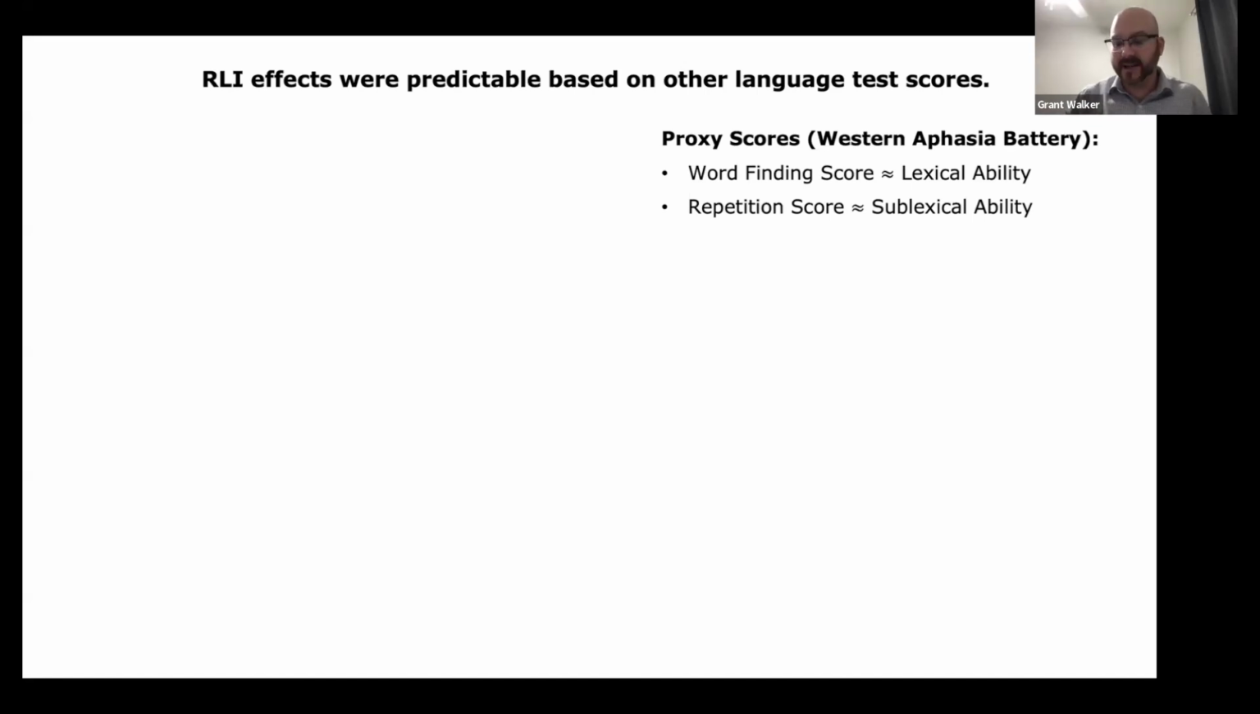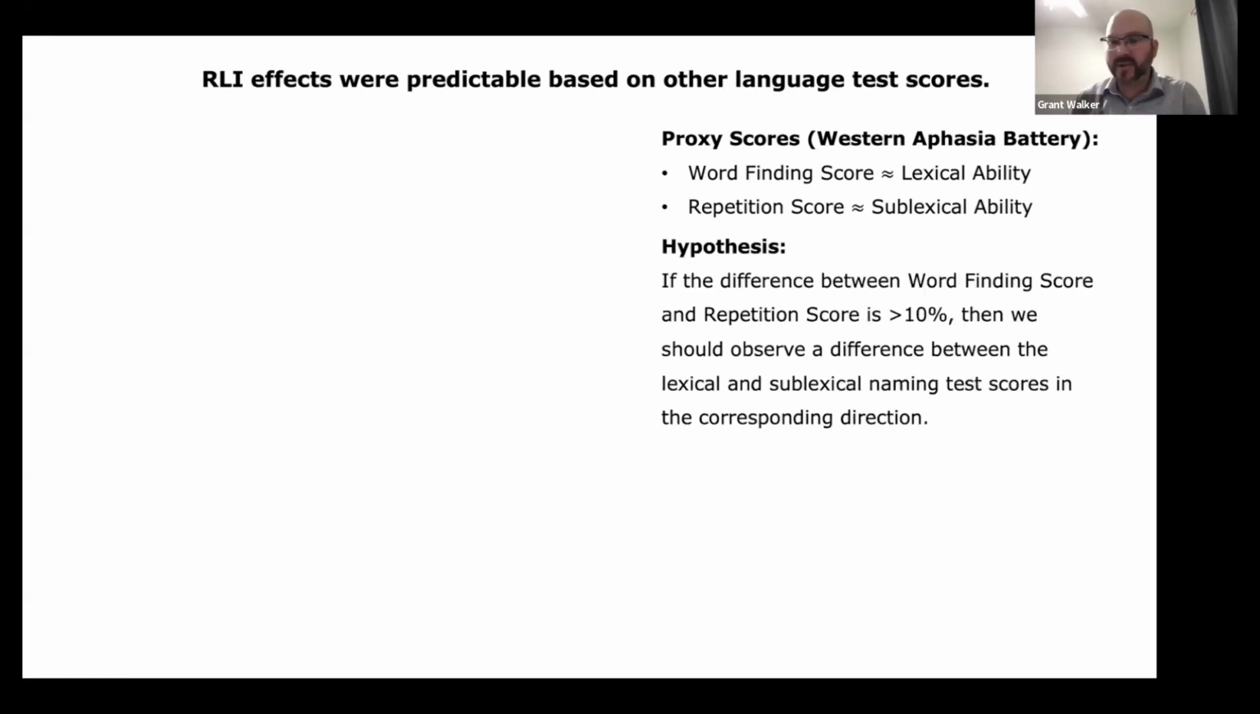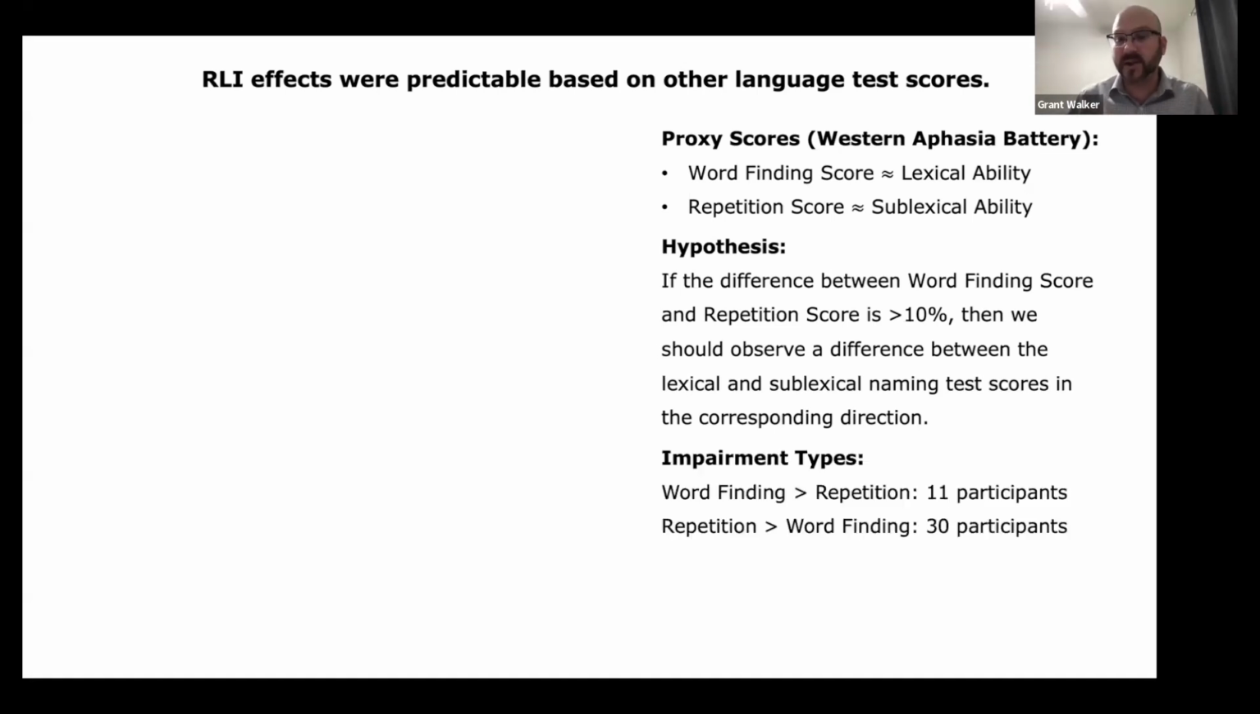to approximate sublexical ability. And as I mentioned, the hypothesis is that if there's a difference greater than 10%, that's based on the variance in the scores, that this is an unusually large difference, then we should observe, again, a similar difference between the lexical and sublexical naming test scores in the corresponding direction. We were able to find 11 participants in our cohort who were better at word finding than repetition, so they're repetition impaired, and 30 participants who were word finding impaired. They were worse at word finding than repetition.